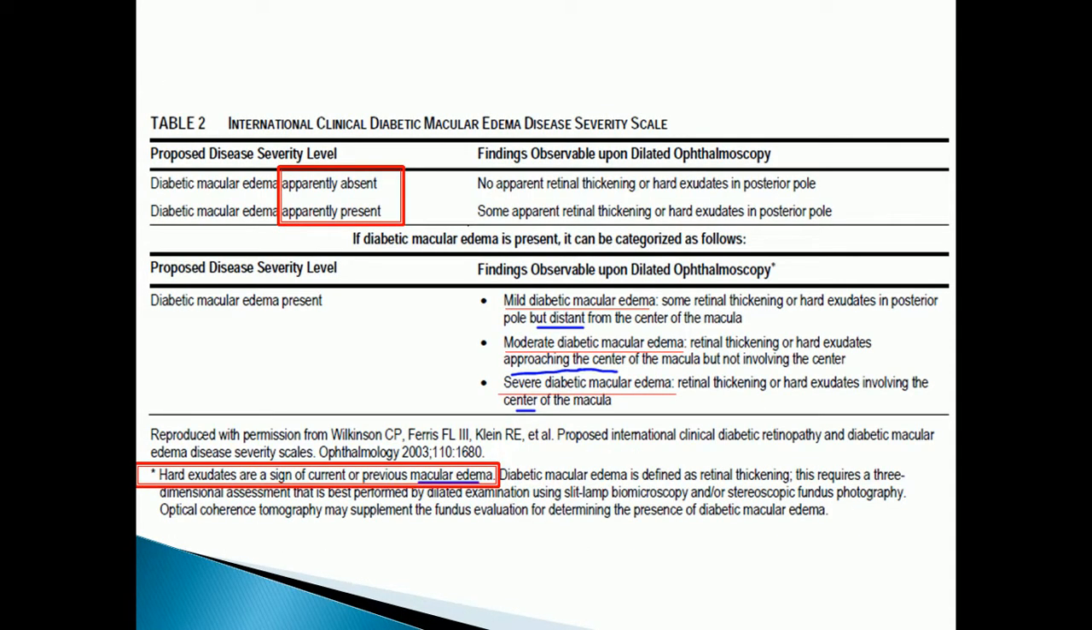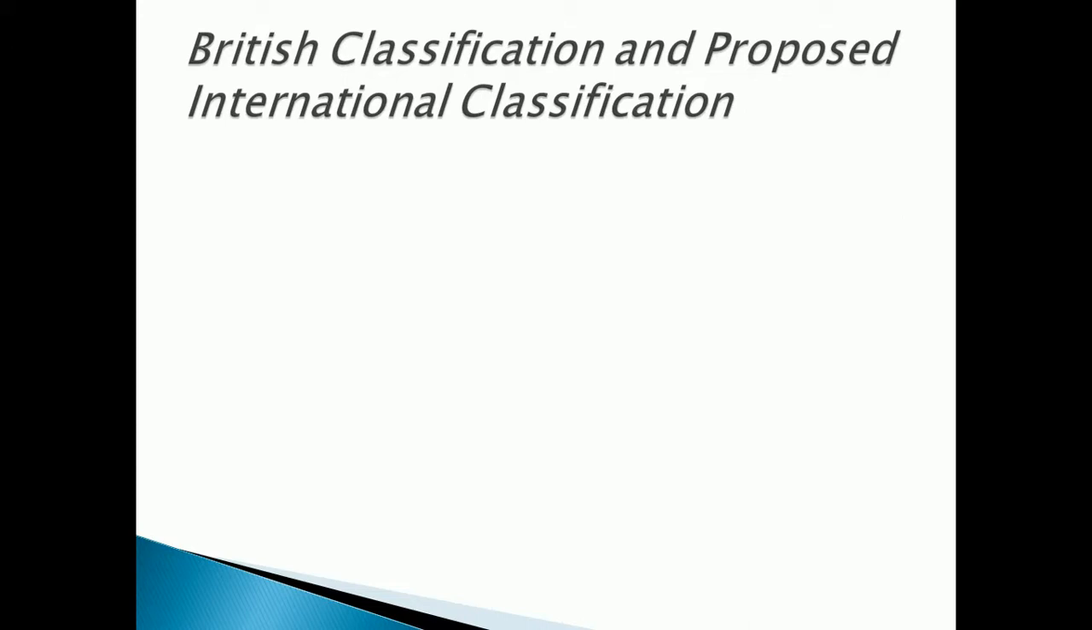It classified the diabetic macular edema as being apparently present and/or being apparently absent. The apparently present showed some apparent retinal thickening or hard exudate in the posterior pole. And if the diabetic macular edema is present, it can be categorized as mild, moderate and severe. Mild is some retinal thickening or hard exudate in the posterior pole but distant from the center of the macula. Moderate is approaching the center, and the severe is involving the center of the macula. Hard exudates are a sign of current or previous macular edema.